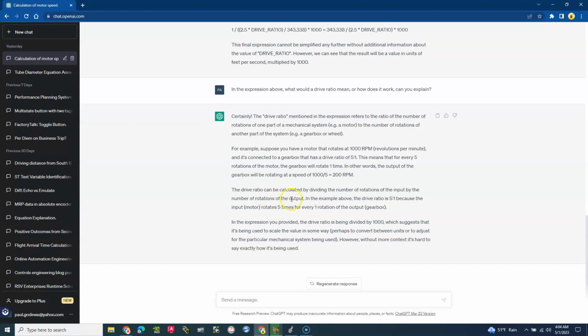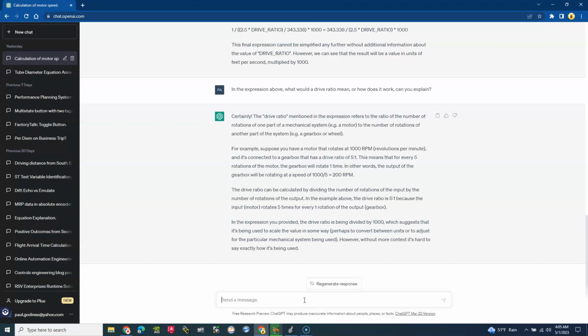The ratio can be calculated by dividing the number of rotations of the input by the number of rotations of the output. For example, the drive ratio is 5:1 because the input motor rotates 5 times for every 1 rotation of the output gearbox. Now that's mechanical gear ratio. Okay, and in this expression provided, the gear ratio is divided by 1,000, which suggests that it's being used to scale the value in some way, perhaps to convert between units or to adjust for the particular mechanical system.